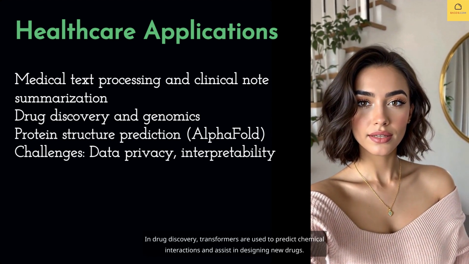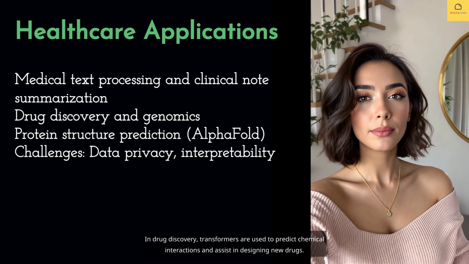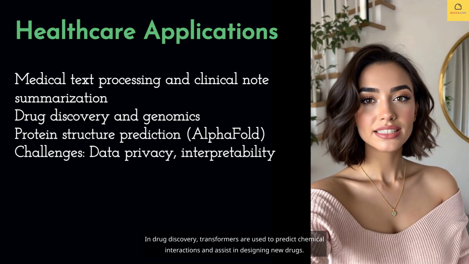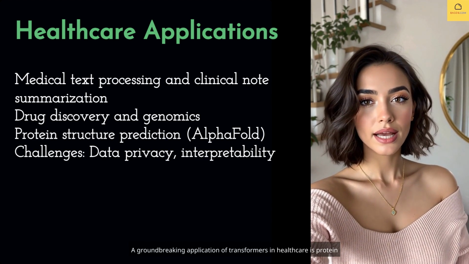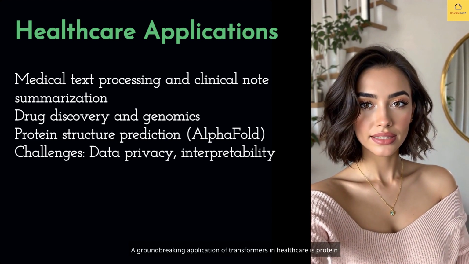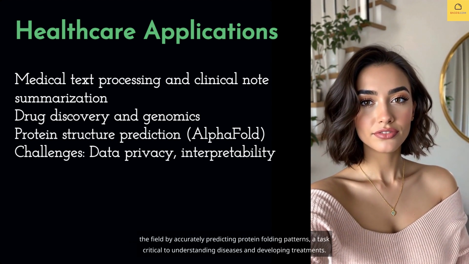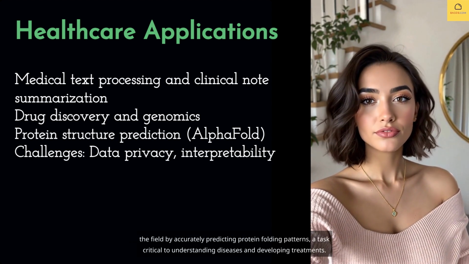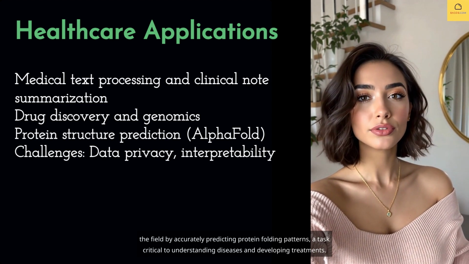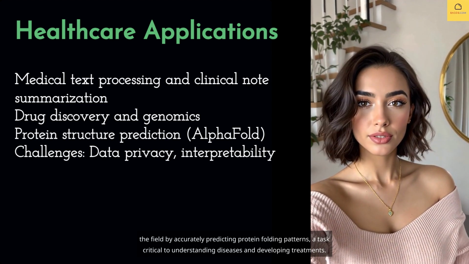In drug discovery, transformers are used to predict chemical interactions and assist in designing new drugs. A groundbreaking application of transformers in healthcare is protein structure prediction, where DeepMind's AlphaFold has revolutionized the field by accurately predicting protein folding patterns, a task critical to understanding diseases and developing treatments.